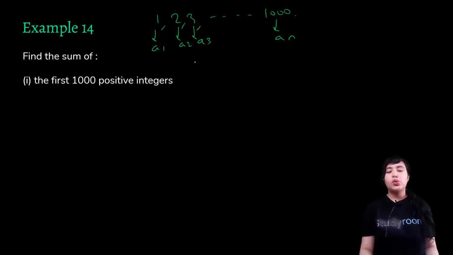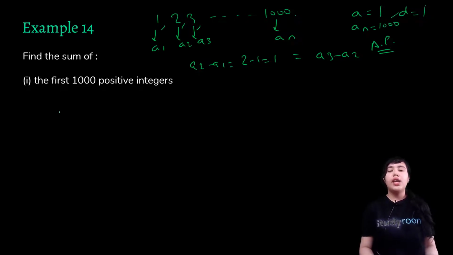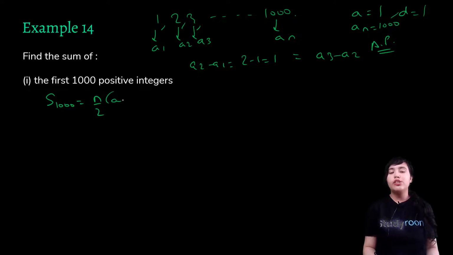Okay. So here now A2 minus A1 is 2 minus 1 equal to 1, and this is same as A3 minus A2, which is 1. So this is an AP. The first term A is 1 and the common difference D is also 1. The last term AN is 1000 and you want to find out its sum. So S 1000 will be equal to n by 2 into A plus AN.